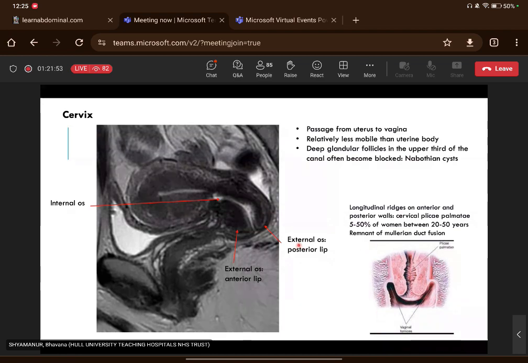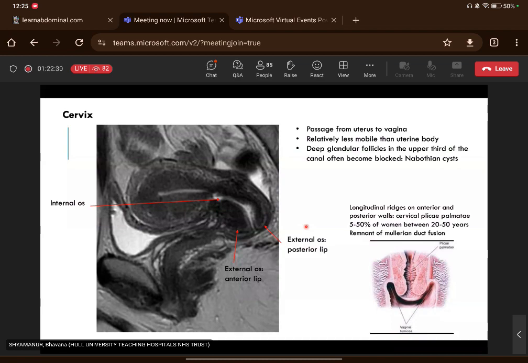So a closer look at the cervix. You have a cervical canal centrally. The stroma of the cervix, the walls of the cervix, tend to be a lot darker, and you can normally see the delineation between the cervix and the uterus in most women of reproductive age. So we have the internal os, which is where the uterus opens into the cervix, and then the external os. And the external os has an anterior lip and a posterior lip, respectively.